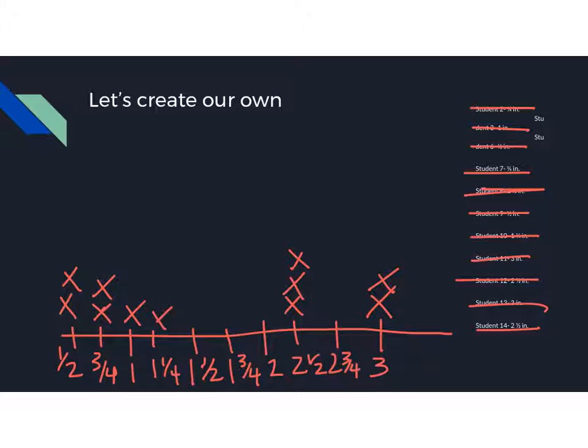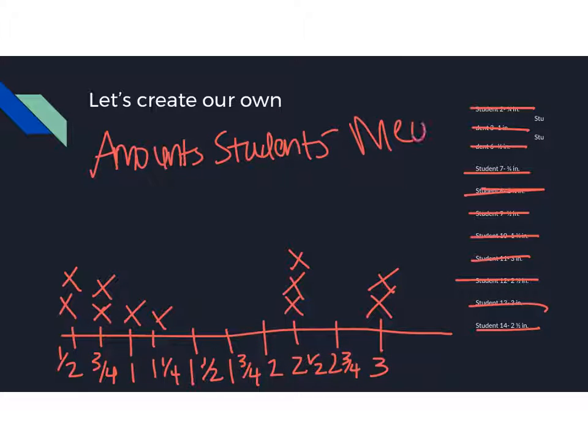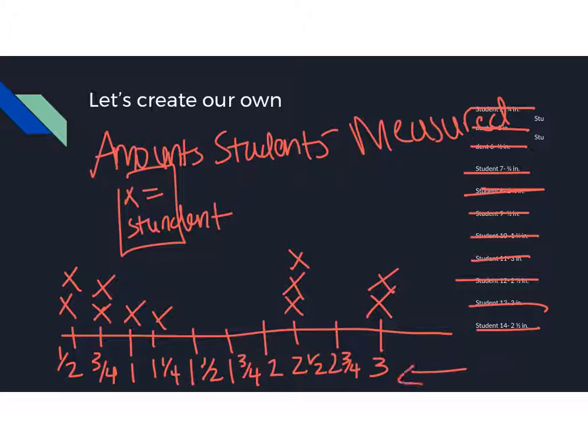Okay, now we need to give it a title. Amounts students measured, and our key, 1x equals a student. And we need to label our x-axis, and that is inches. And we have completed our line plot.